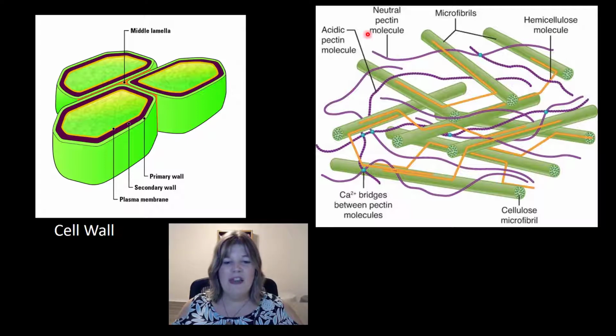All plant cells have a thin primary wall, and some have a secondary wall. The secondary wall almost always has the compound lignin in it. This makes the walls considerably strong. You may notice that the cell walls are glued together with the middle lamella.